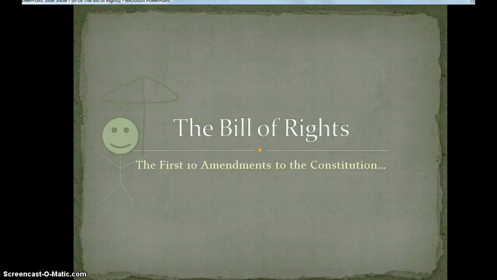Okay, this is going to be the first PowerPoint over the Bill of Rights. The Bill of Rights are going to be the first 10 amendments to the Constitution. I've drawn a stick figure guy here holding an umbrella. It's a magical, invisible umbrella. This goes all the way back to the first unit.